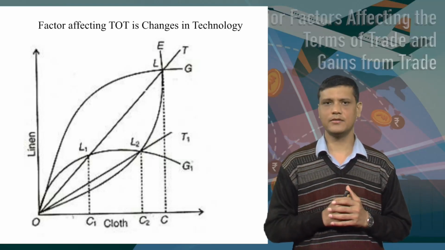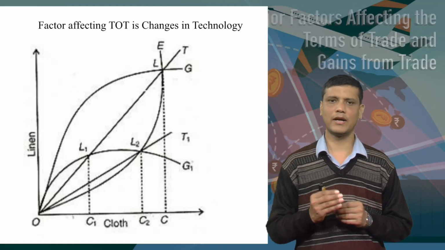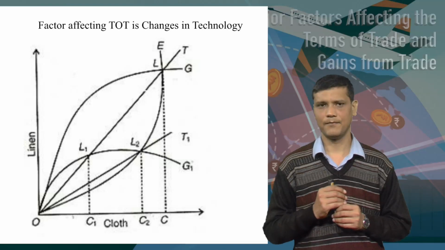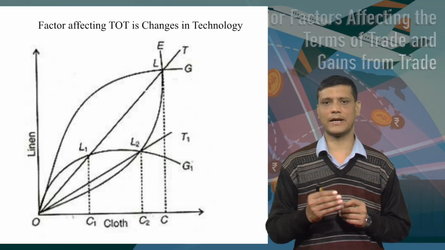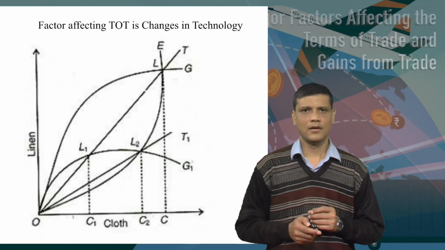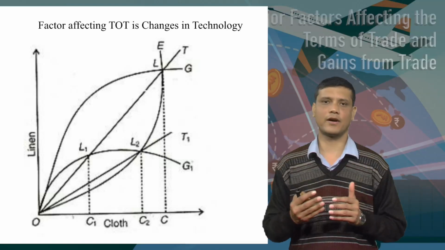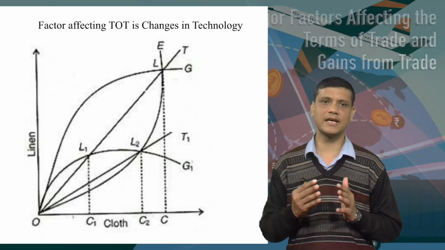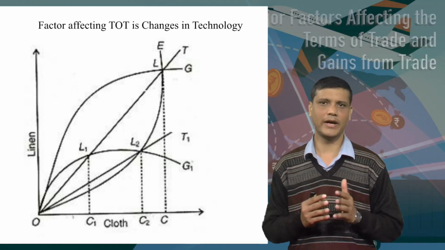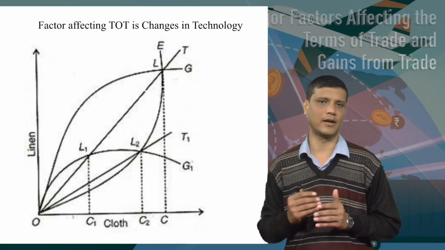At this point, Germany would like to export less linen, that is C1L1, and import less cloth, that is OC1. Then England wants to exchange at the terms of trade OT. So Germany's terms of trade improve when its new offer curve OZ1 intersects England's unchanged offer curve OE at L2, where the new terms of trade are settled on the line OT1.